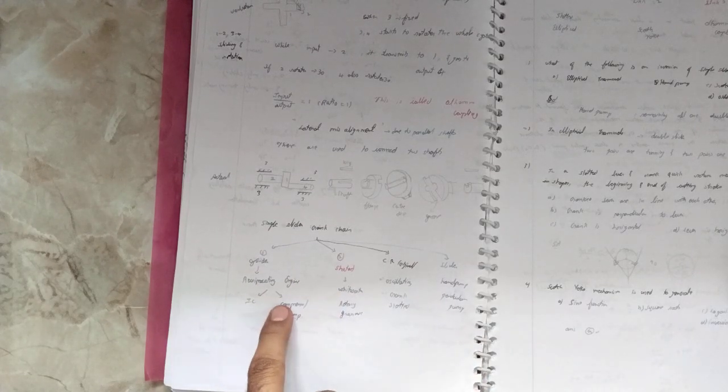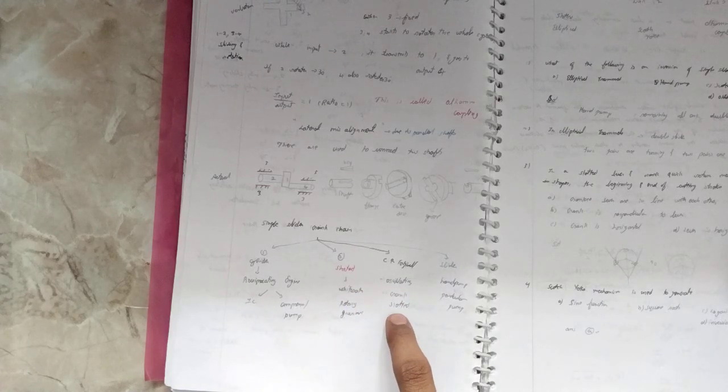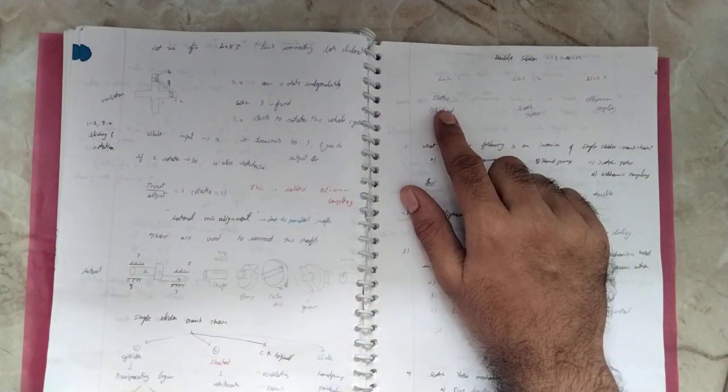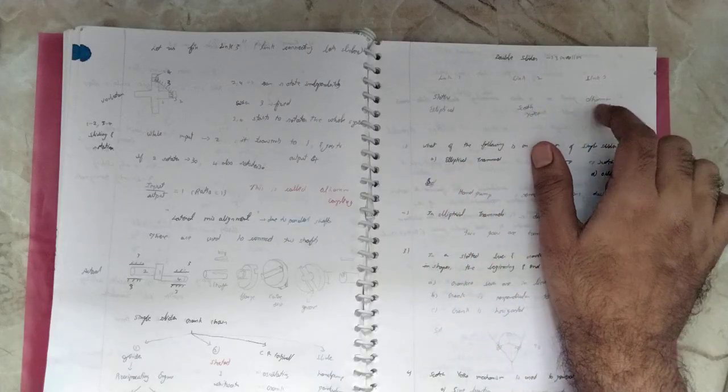Just by changing the instantaneous centre and by inversion of the single slider crank chain, we get the oscillating cylinder and others. If the slider is fixed, you get the hand pump or pendulum pump. If a double slider has been there and the first link is fixed, it is called the elliptical trammel. If link 2 is fixed, it is called the Scotch yoke. If link 3 is fixed, it is called Oldham's coupling.